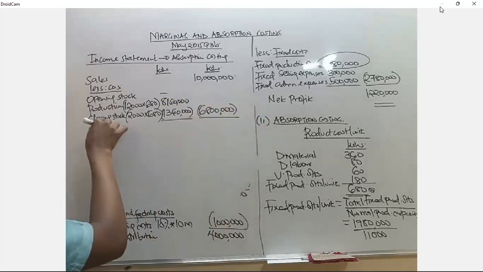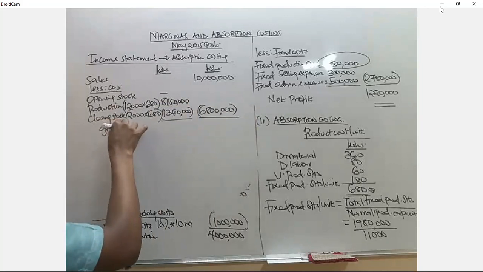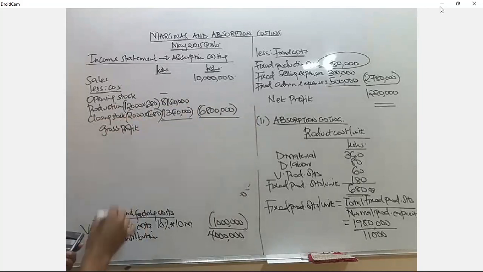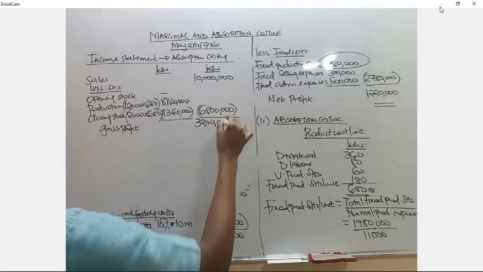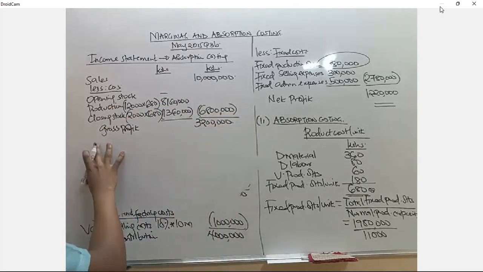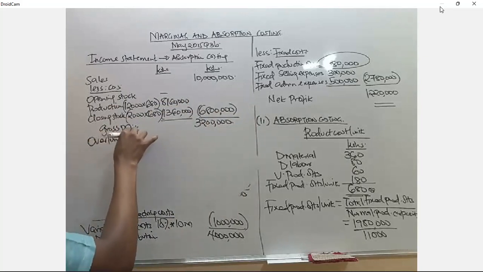What is our gross profit? 10 million minus my answer, getting 3.2 million. We said here, after we get our gross profits, let us factor our over or under absorption.